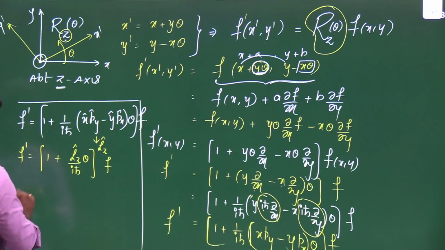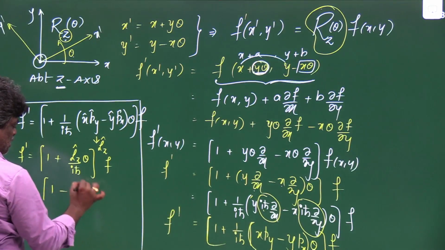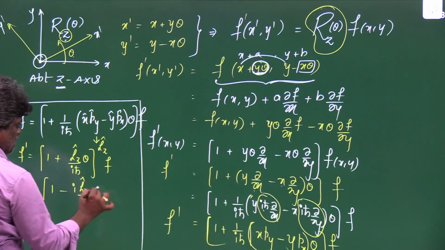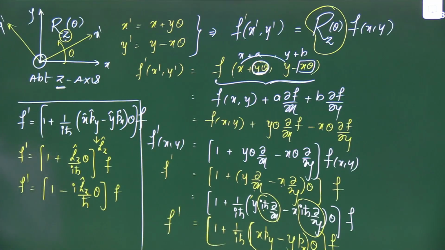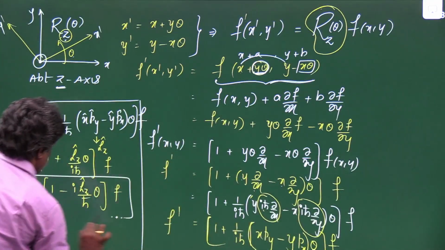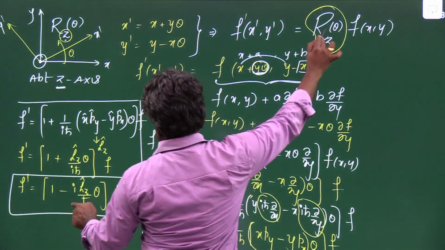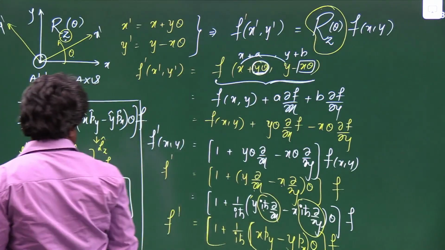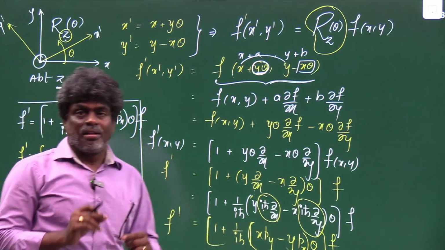Right. So I think this can be written as f dash equal to 1 minus iota Lz by h cross theta. Just iota I have written in the numerator. Up to this is okay? Right. So if you compare this, so this is nothing but what? Rotation operator.